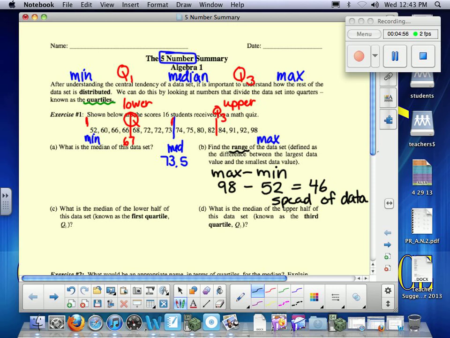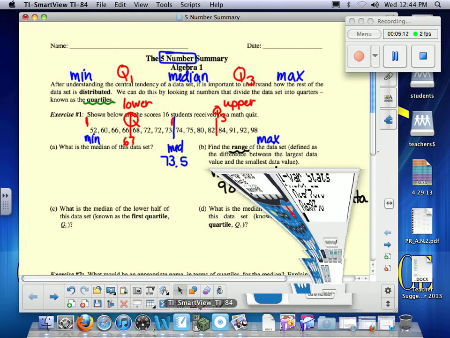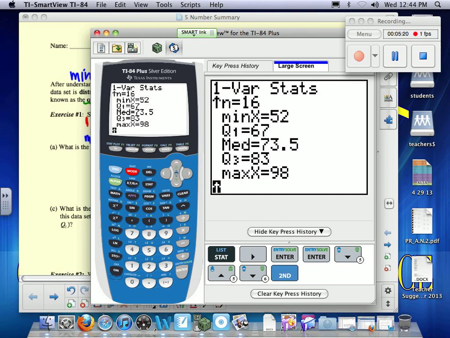That pretty much covers example number 1. What I'd like to do is have us do this whole example again, but on our calculator. Okay? So turn your calculators on, please. There we go. Great.